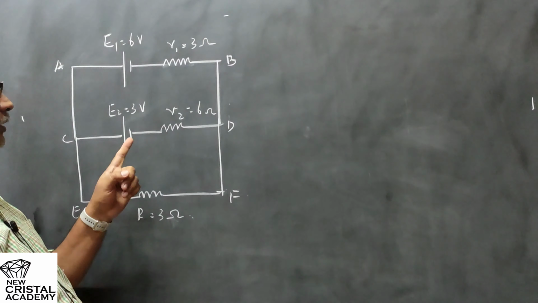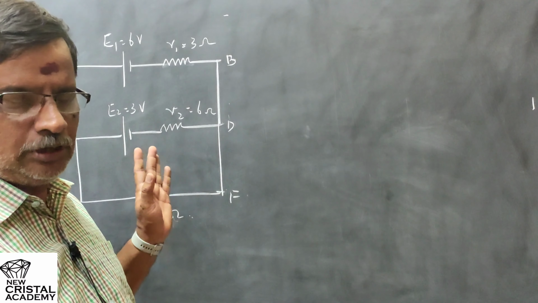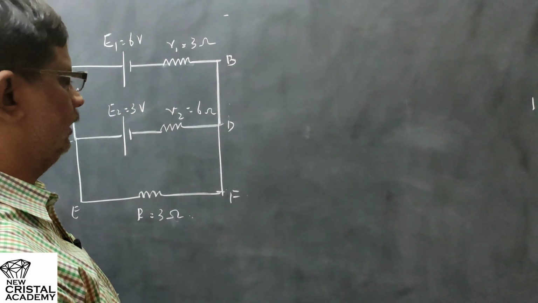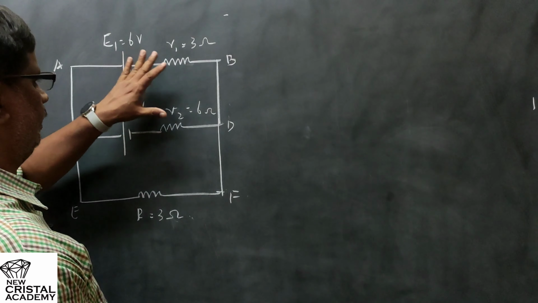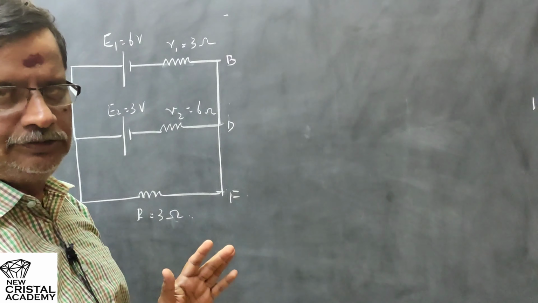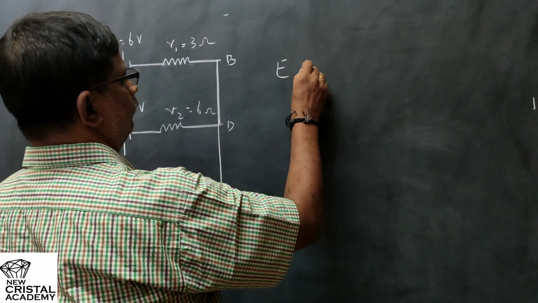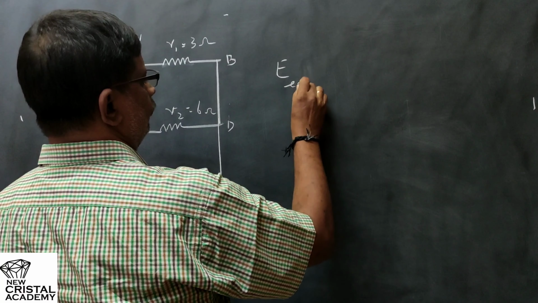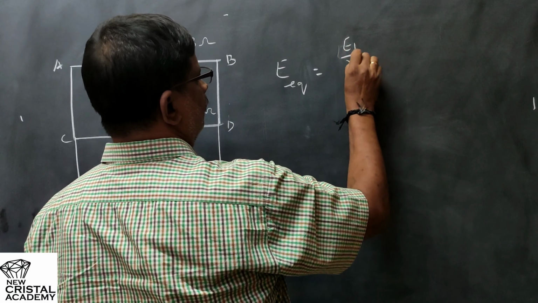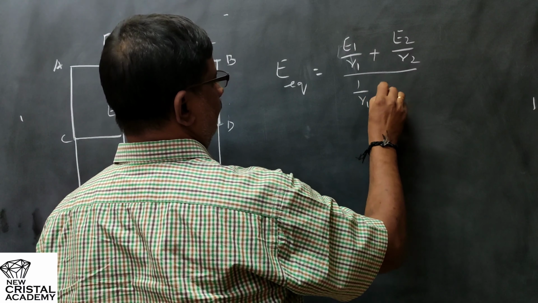In this problem we have to find the current through the 3 ohm resistor. This problem can be solved by applying Kirchhoff's rules, but we are going to apply a different principle called finding the equivalent battery. The combination of these two cells can be replaced with a single cell. How to find the EMF of that single cell? The method is: equivalent EMF, E equivalent, equal to E1 by R1 plus E2 by R2, divided by 1 by R1 plus 1 by R2.